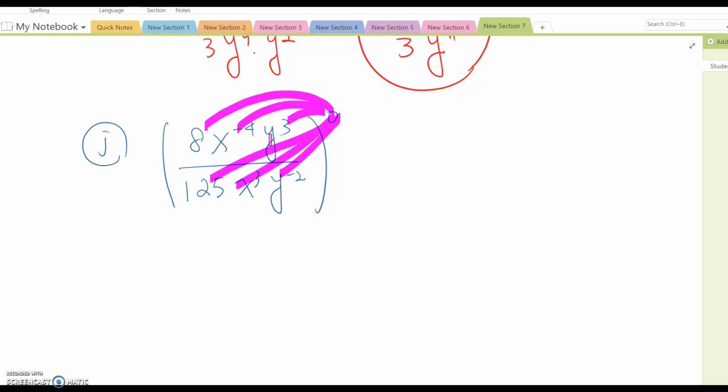Negative 4 to the 0. Negative 4 times 0 becomes 0. 3 times 0 becomes 0. So everything will be 0. So no matter what, this answer always becomes 1. Okay?